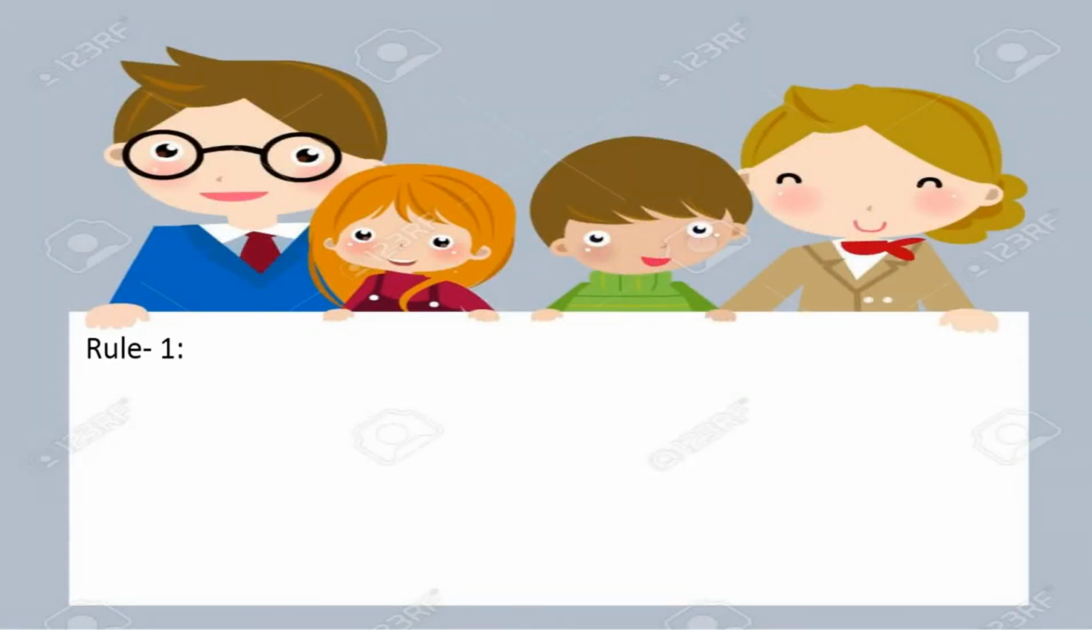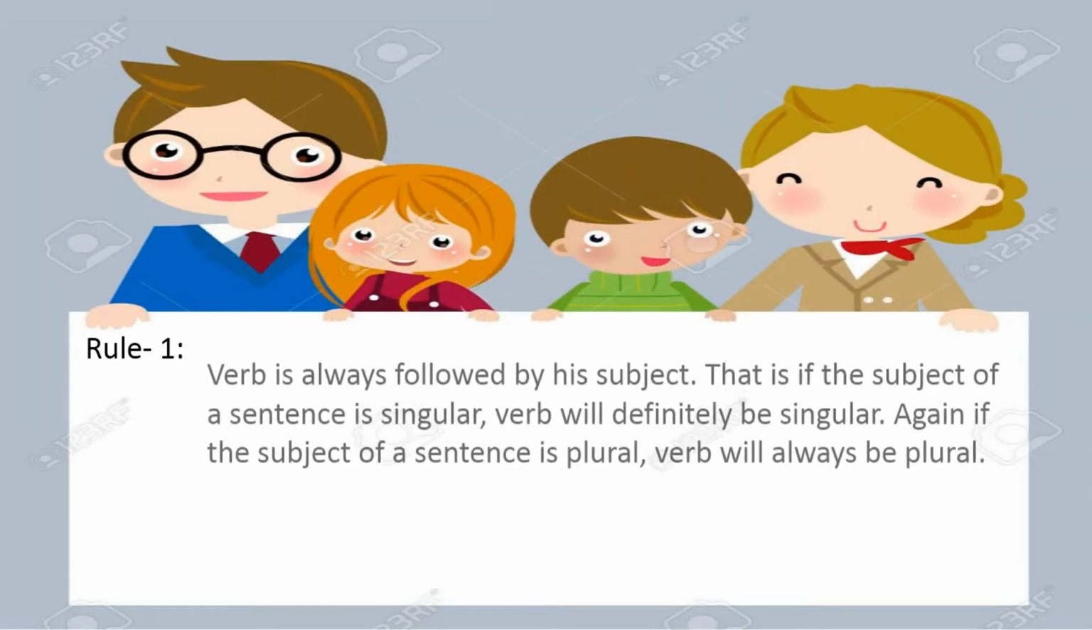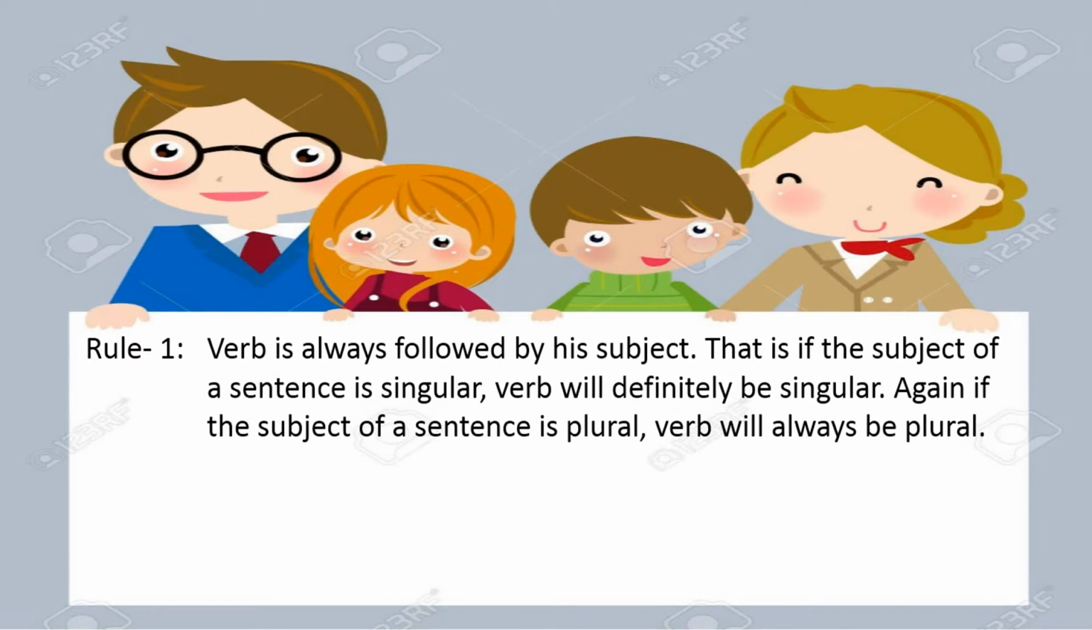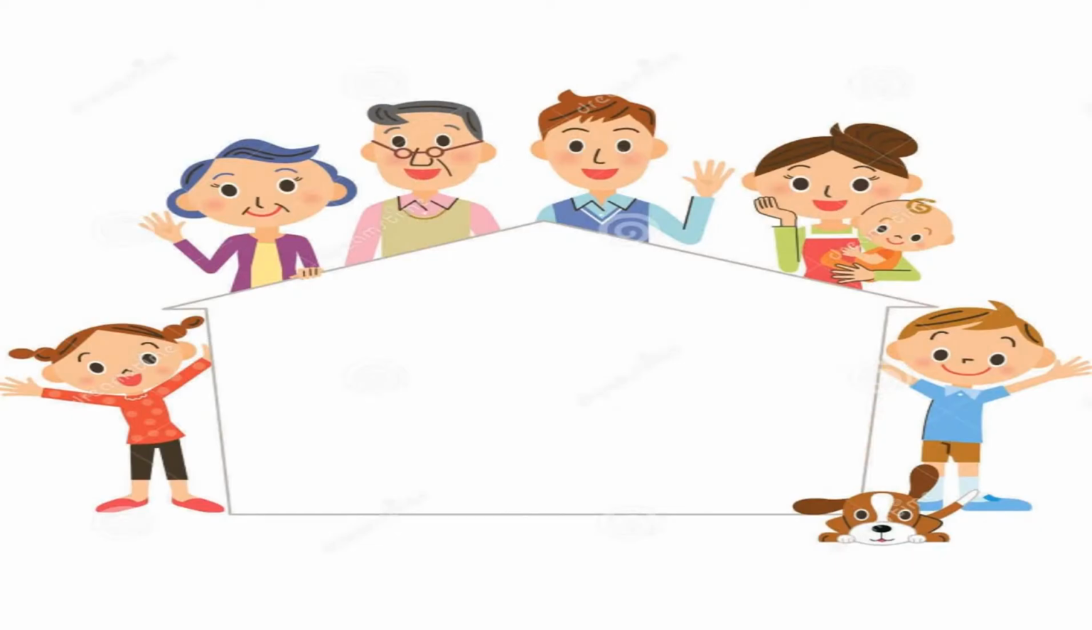Okay, so rule number 1. What is the rule? Verb is always followed by subject. That is, if the subject of a sentence is singular, the verb will definitely be singular. Again, if the subject of a sentence is plural, the verb will always be plural. So let's have some examples here.